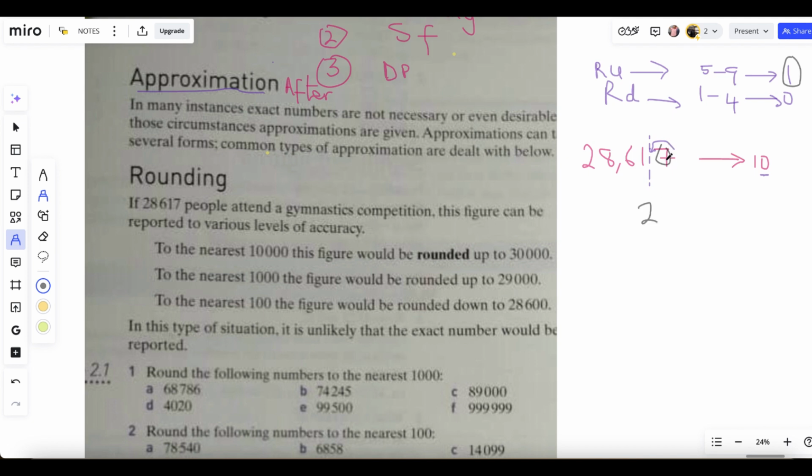After you take 1, you have to write that place spot as 0. Write it as 0. Every other number remains as it is. This 6 remains as it is. This 8 remains as it is. And these 2 remain as it is.